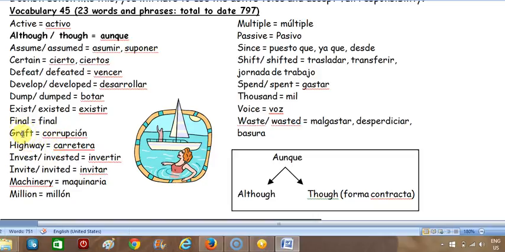By the way, graft is also injertar when in agriculture, when you graft something to a plant, and that's the idea of graft. You know, somebody who's living off of another. Okay, highway, invest, invested, invite, invited, machinery, million, multiple, passive. Okay, very important word. Since, shift, shifted. Okay, spend, and so then we've seen this before. We add ed to a d and it gets changed to t. Spent, because it's not a vowel change. Thousand, voice, waste, wasted.